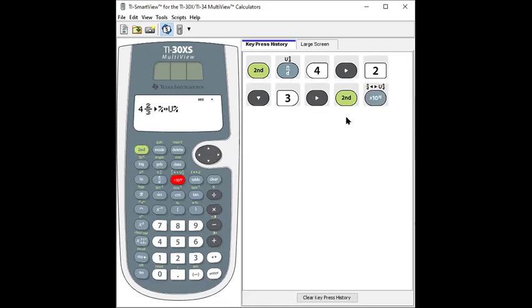Second, convert button. That's what your button looks like. It's the times 10 to the n, but you have to push the second function first. Enter. And it did for you. 3 times 4 is 12, plus 2 is 14. Your 30XS MultiView converts for you.